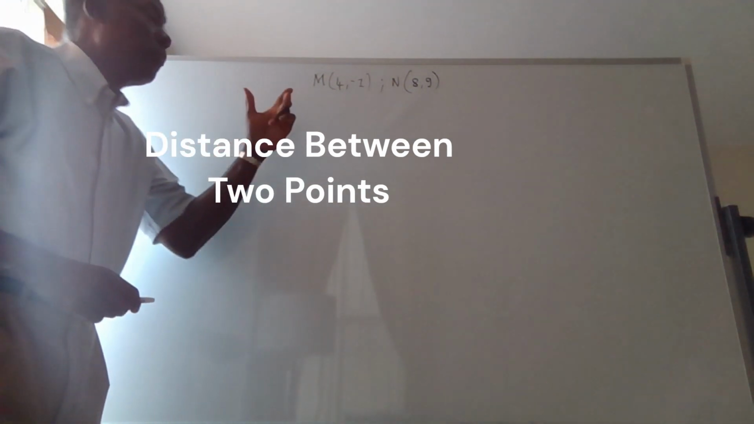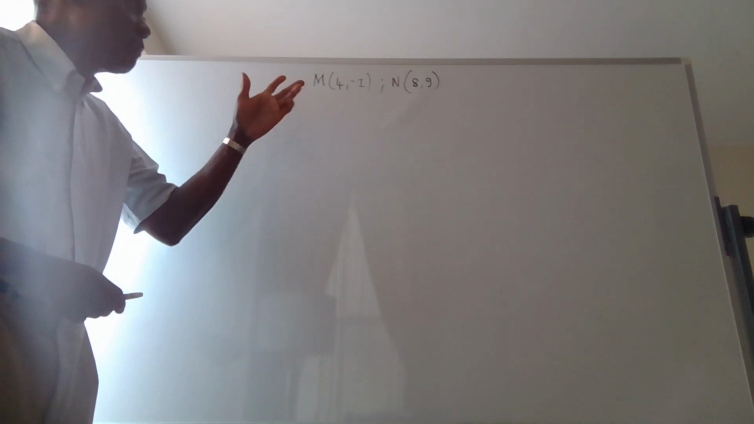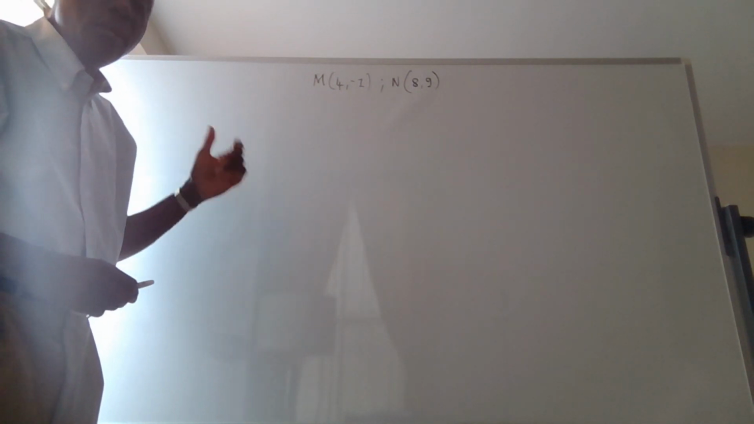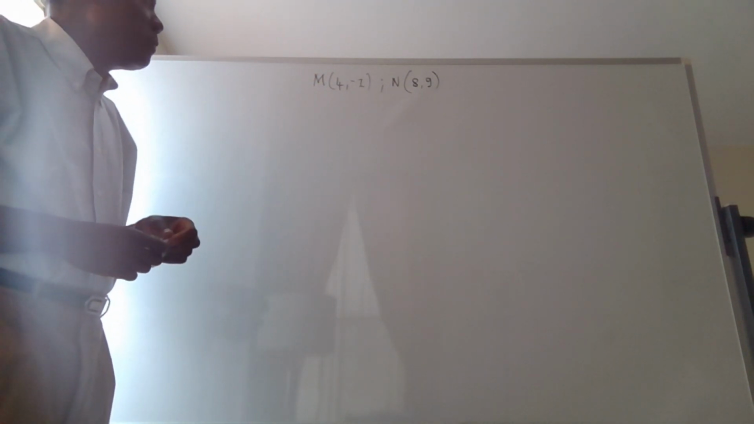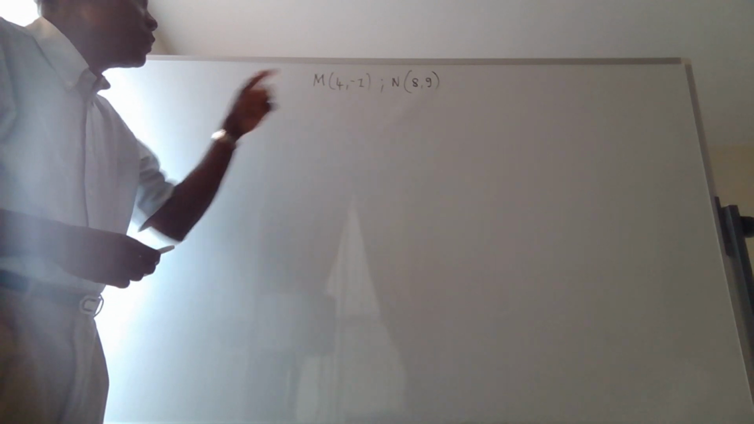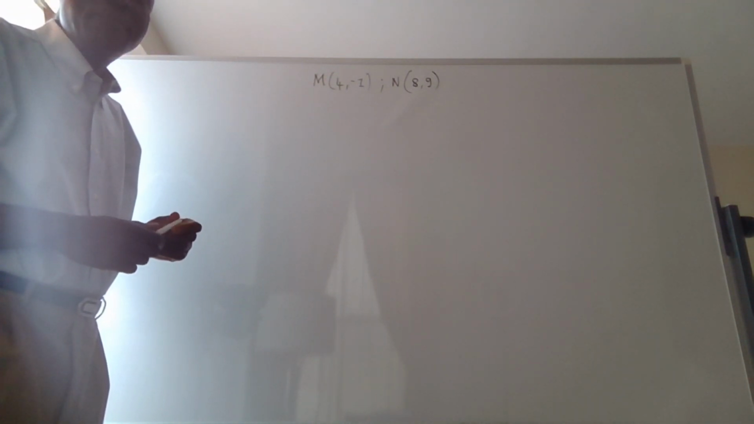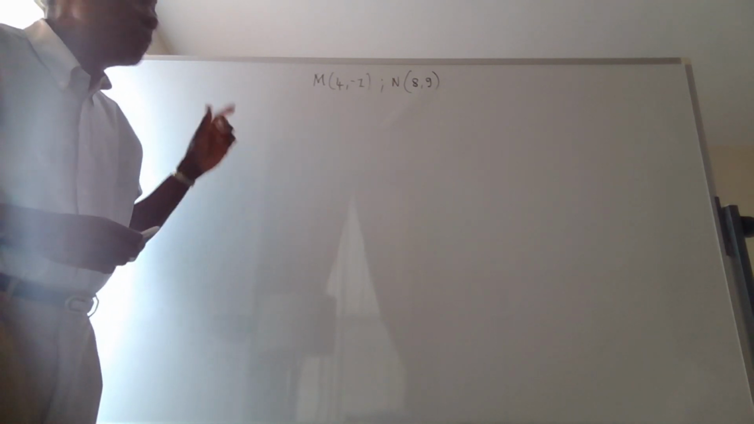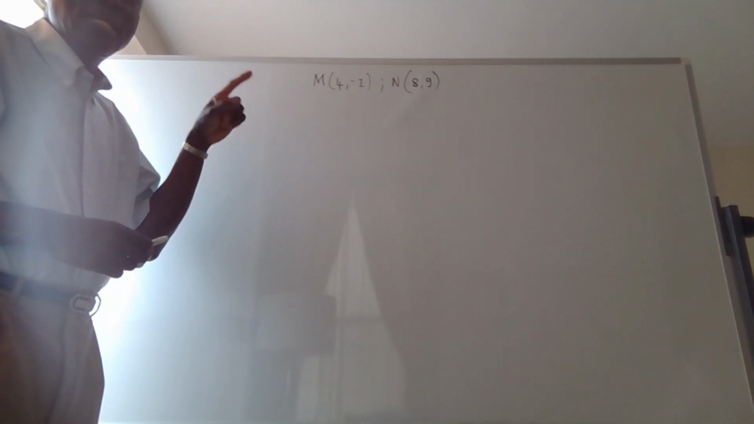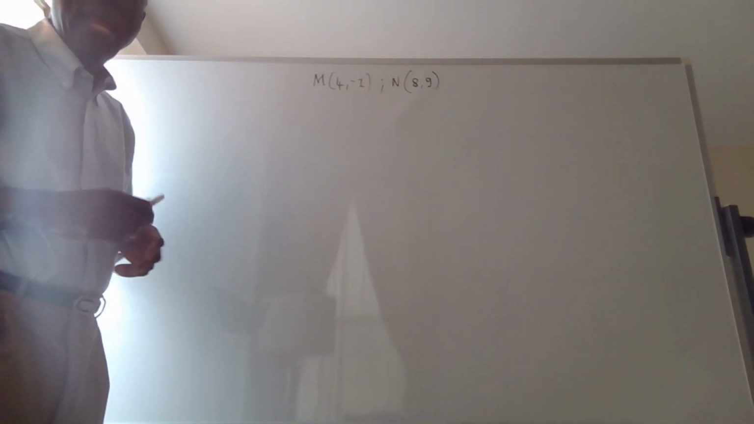We are given two points: point M with coordinates (4, -1) and point N with coordinates (8, 9). We've been asked to find the distance between the two points, MN, and also to find the coordinates of the midpoint of the line segment that joins points M and N.